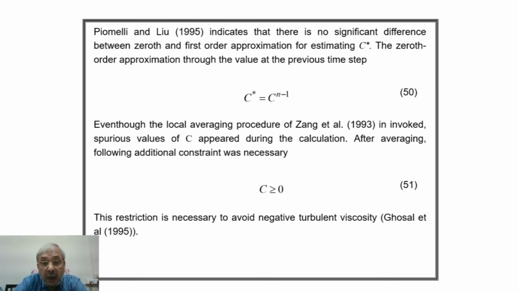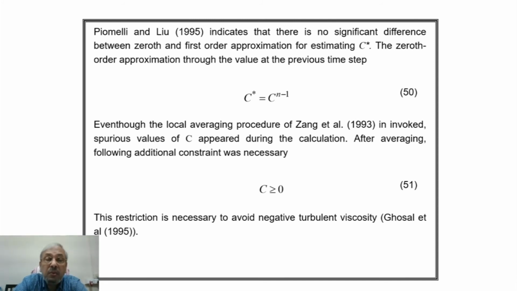Even though the local averaging procedure, even after that, there may be some problems. Some problems means there may be some negative C values. And that is why a negative C value will not be able to close the equations properly. There will be numerical instability. So even though the local averaging procedure of Zhang et al. is invoked, spurious value of C appeared during the calculations.